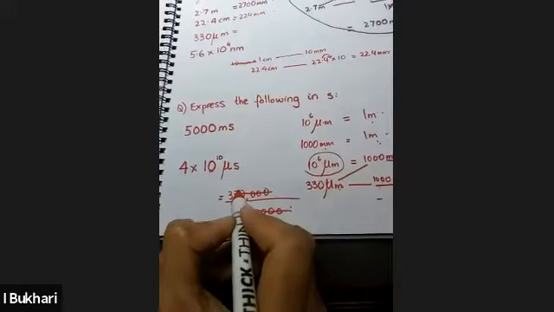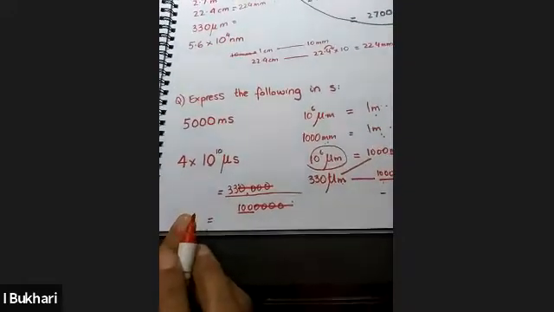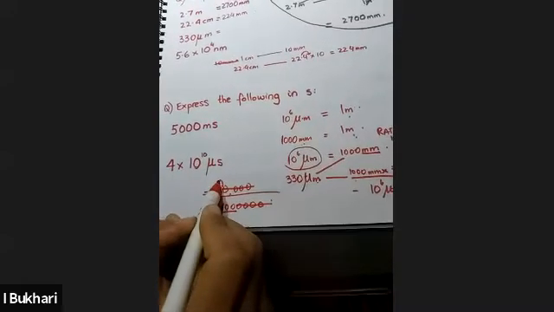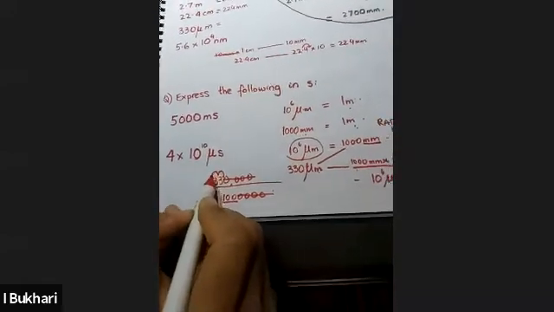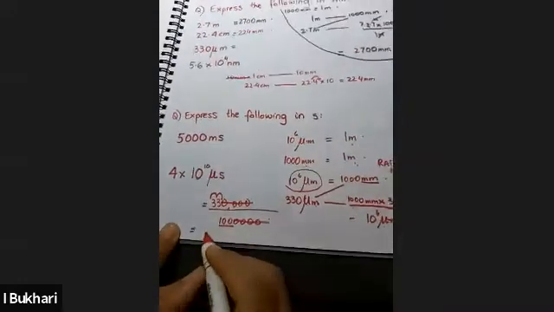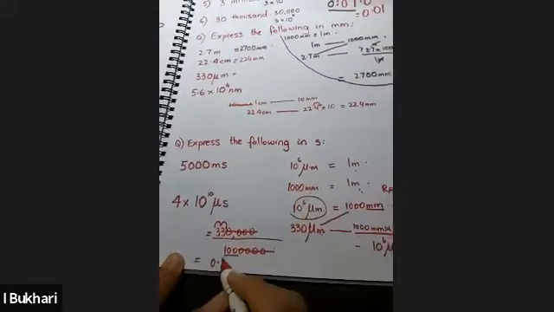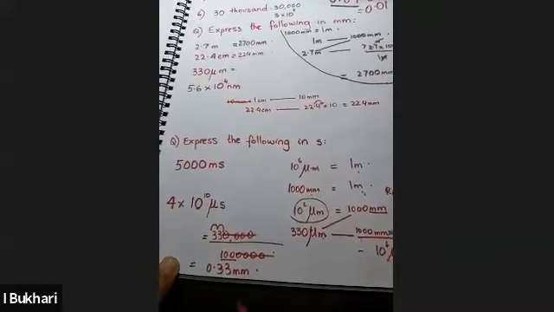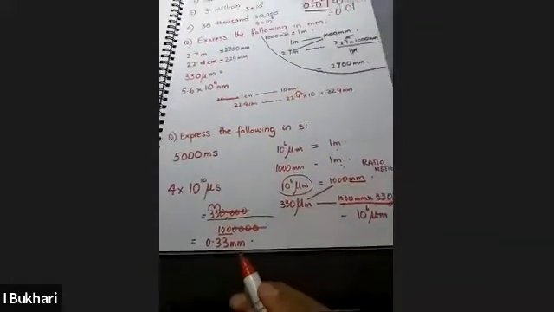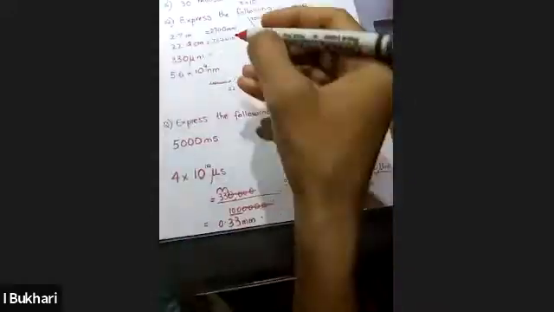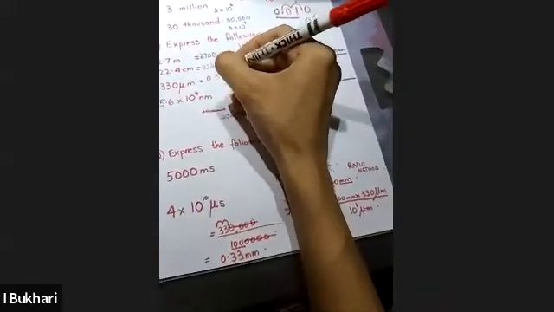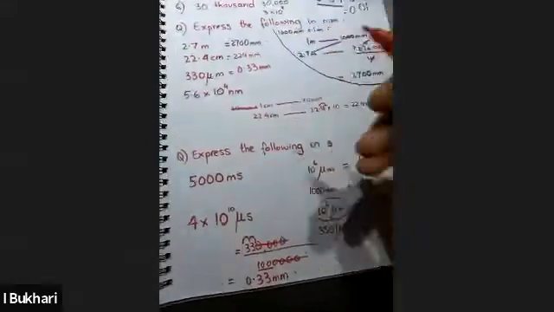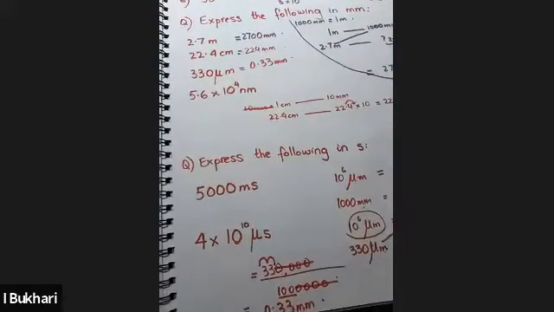The decimal is here, and there are 2 zeros in the denominator, so the decimal would jump 2 places backwards. And so it became 0.33 millimeters. Did you understand? If there is anybody who did not understand, I can explain this again.